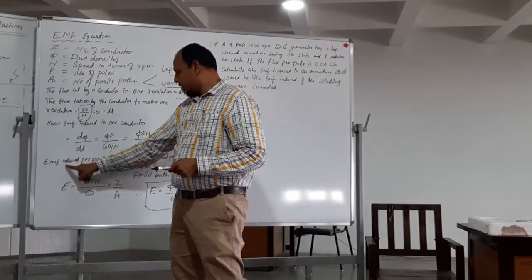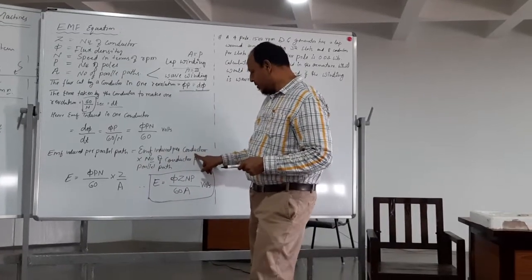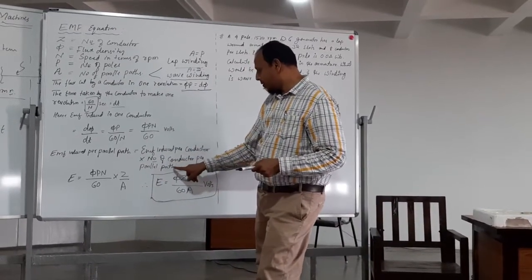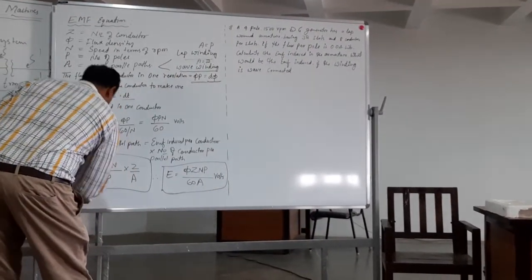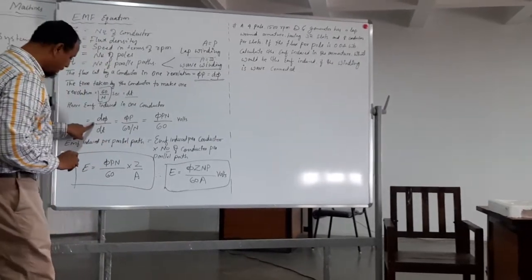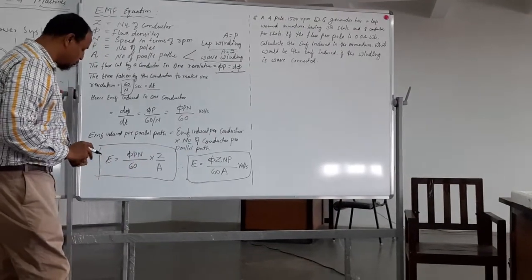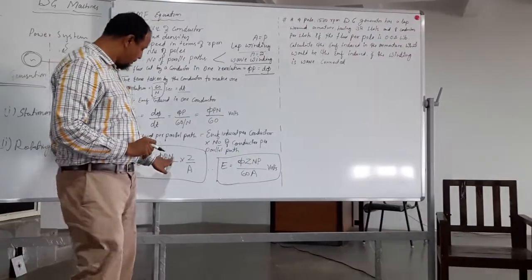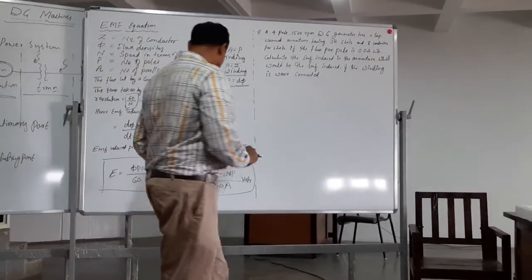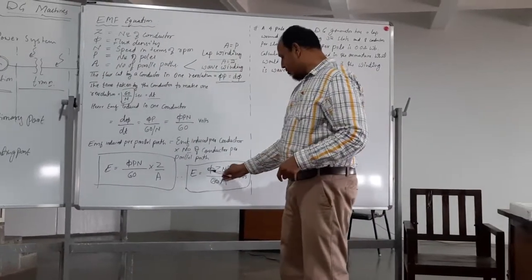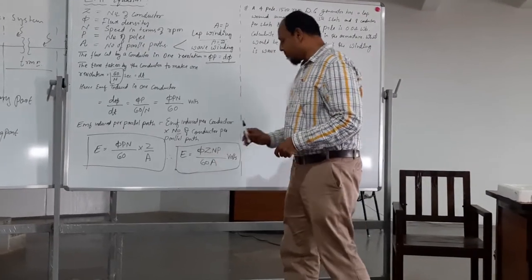And we know that EMF induced per parallel path equals EMF induced per conductor into the number of conductors per parallel path. When we substitute here this d phi by dt, we are getting phi p by 60 by n. When it goes towards the numerator, it is phi p n divided by 60, and with the multiplication with the number of conductors and the parallel path, we are finally getting the equation E equals phi Z n p divided by 60 A. This is the EMF equation.